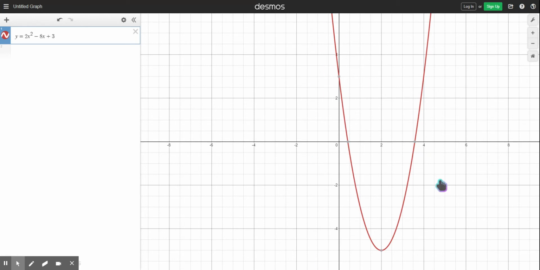And there we have it. Our graph is facing up. We have our minimum, which is our vertex. We have our y-intercept and our x-intercepts, which are our zeros. So we're going to head back now to the paper.